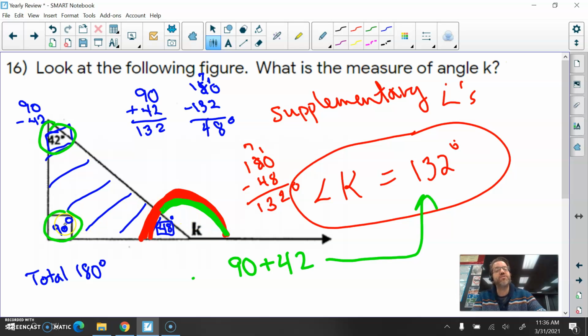To find that measurement, just add up these two angles that are on the opposite side of that triangle over there. Okay, if you can't remember that, fine. Just find this measurement by knowing these have to total 180. And once you have this measurement, you can see these adjacent angles are supplementary. So they total 180 degrees. 180 minus 48 gave us this angle K. 132 degrees. All right, that's it.